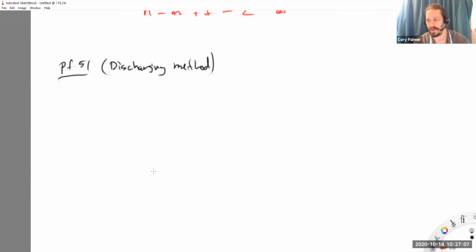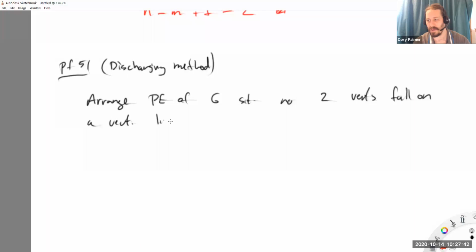Okay, so let's say we got our planar embedding, and I want the planar embedding to satisfy a certain property. Graphs embedded in the plane, I don't want in my drawing any 2 vertices to fall on a vertical line. So think about vertical lines in the plane. I want my drawing to avoid 2 vertices being directly above each other in the drawing. So arrange the planar embedding of G such that no 2 vertices fall on a vertical line.